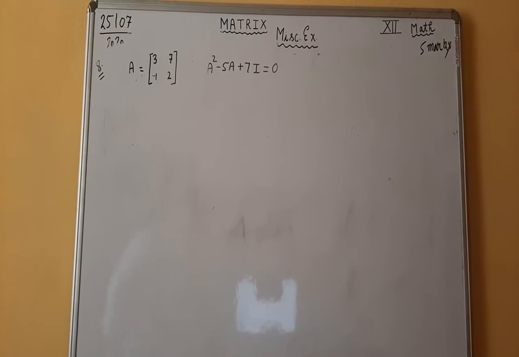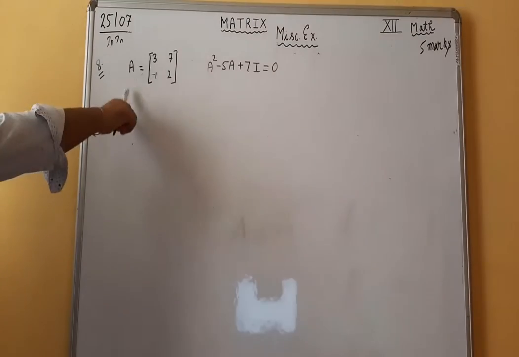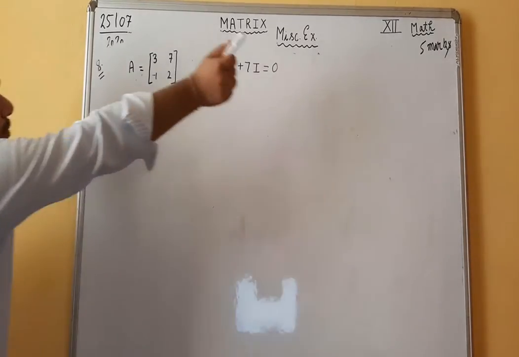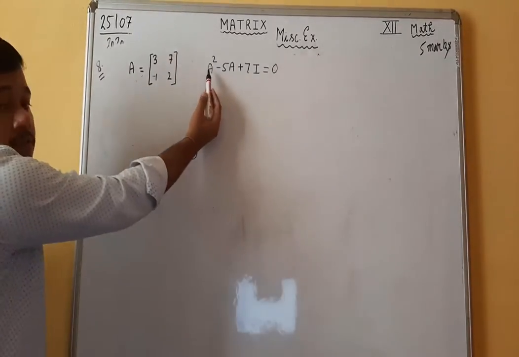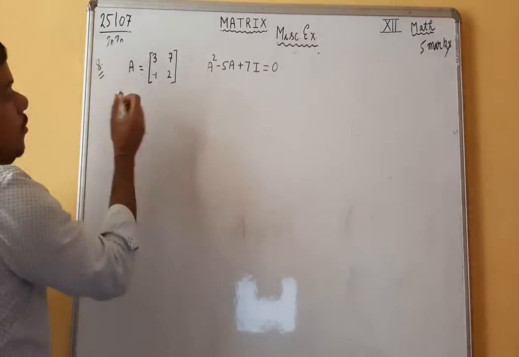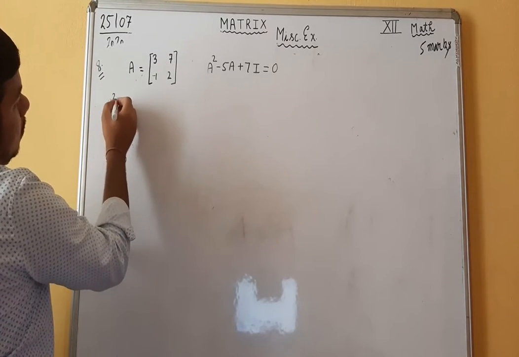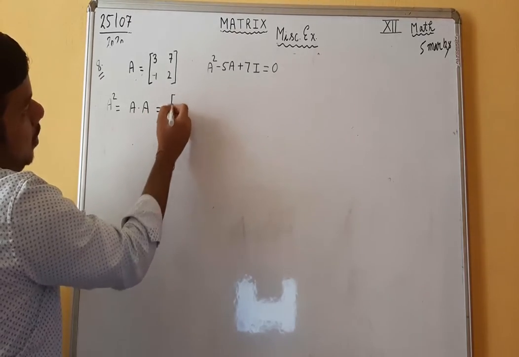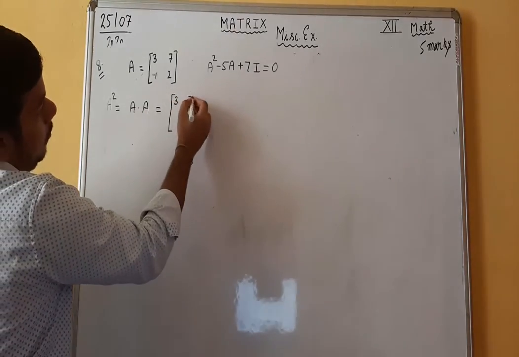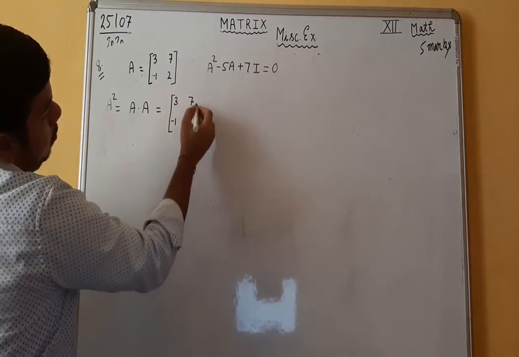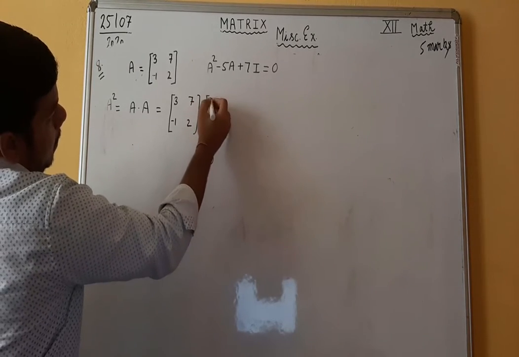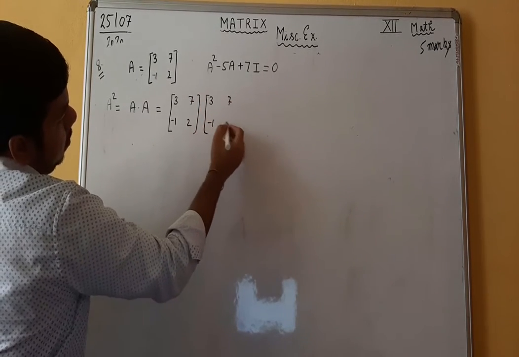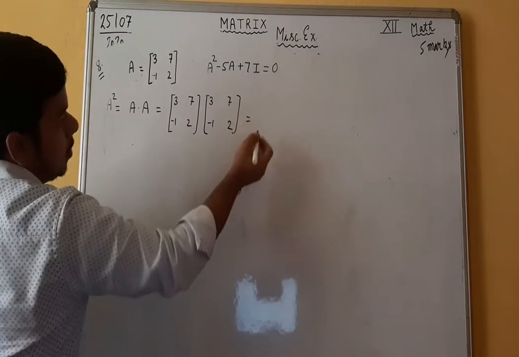In this problem, you are given a 2 by 2 matrix A and we have to prove this equation. To prove this equation, first of all, we have to find the value of A square. See, how can we calculate the value of A square? A square is A into A. Just simply put the value of A: 3, 7, minus 1, 2, times 3, 7, minus 1, 2. Now multiply these two matrices.